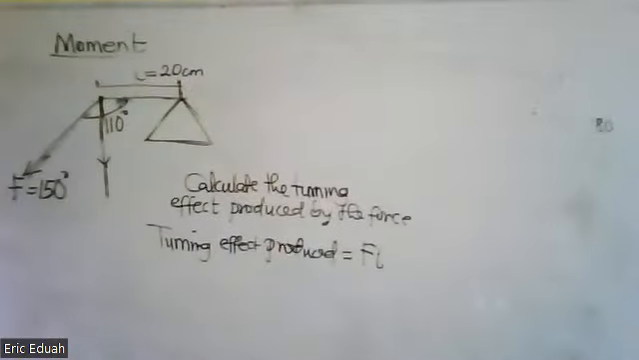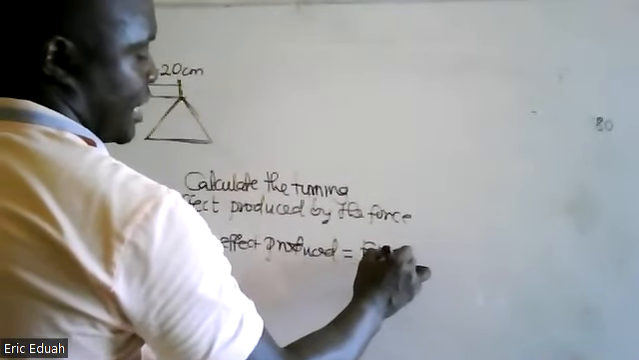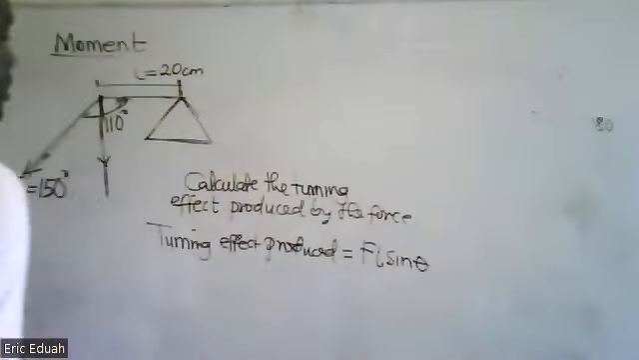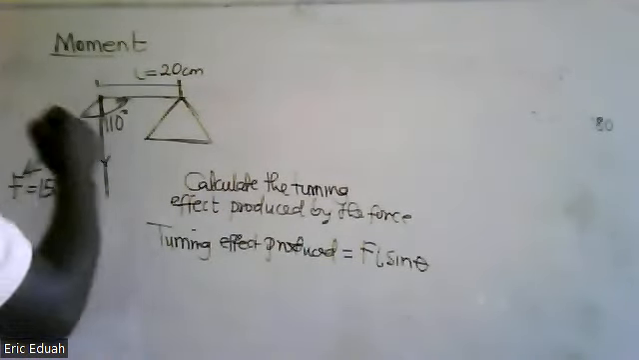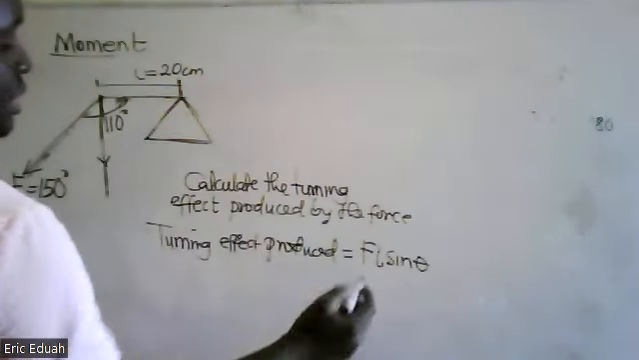So the turning effect produced will certainly be FL sine of theta. You don't need to resolve to get the other, because when we check, we still get the same thing.